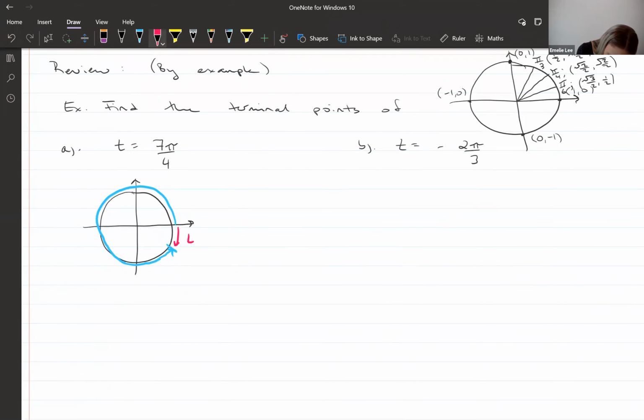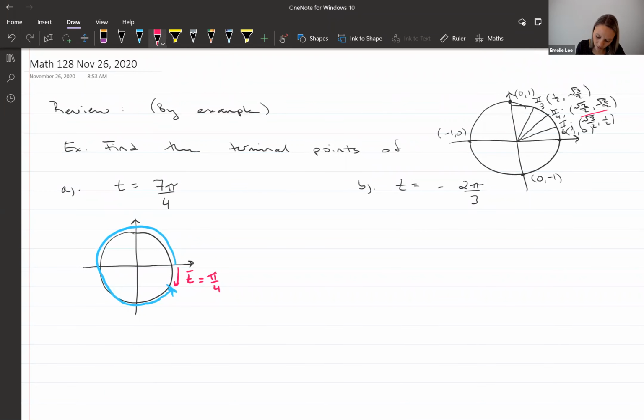So here, our reference number we say is t bar. T bar is going to be pi over 4. Pi over 4 from here we know is at the point root 2 over 2, root 2 over 2. And then in quadrant 4, this is quadrant 4. We also know that my x's are going to be positive, and my y values are going to be negative.